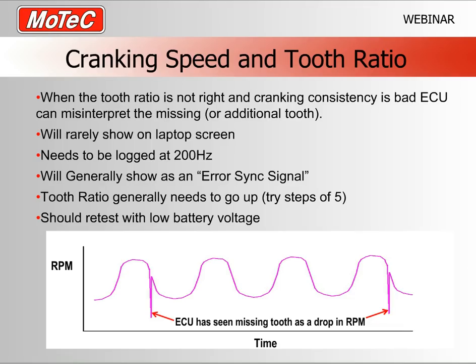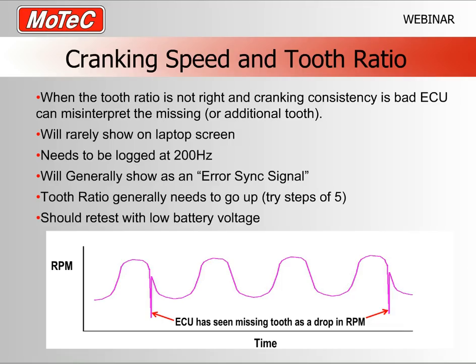Now, as a practical bit of advice, this is a problem with the ref, but how it's calculated in the ECU will usually show up as a sync signal error. Again, it's a chicken or the egg thing, but from practical experience, that's what you will see. The way to fix this is simply to go up in your tooth ratio in steps of 5. So if you're at 40, go to 45. Remember to reset the ECU, press R and then enter, and then try cranking again. If that doesn't work, maybe go up to 50, 55, something like that. At times we've had to go right up past 70% tooth ratio.